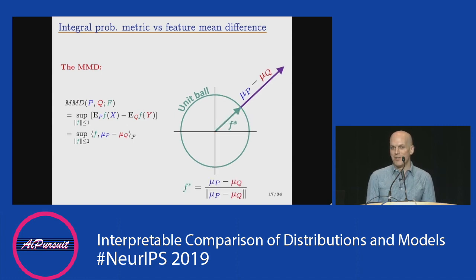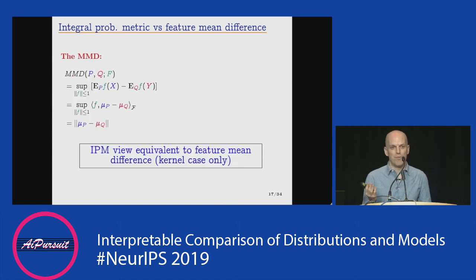It's the vector, the unit vector that aligns with this difference in feature means. Okay, the unit vector in the direction mu p minus mu q. So if I use that, then indeed I get the norm of the difference of expected features under P and expected features under Q. So for MMD, the integral probability metric amounts to taking the norm of the difference of expected features under my P and my Q. And that's something specific to MMD. It's because I'm in a Hilbert space that I can do this.